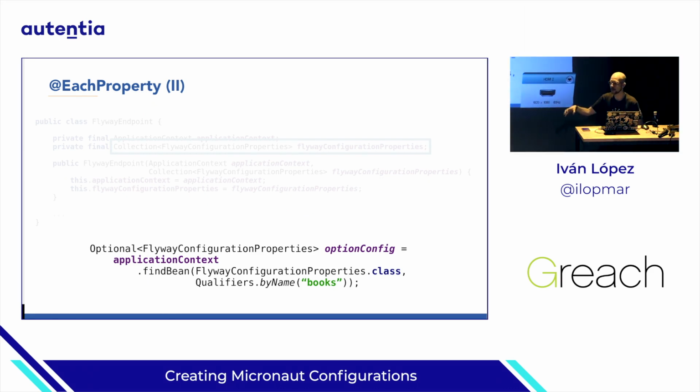If you want to get a bean and you know for sure that the bean exists, instead of using findBean, you can use getBean. But if the bean is not there, Micronaut will throw an exception. So depending on your case, you may want to use findBean or getBean.